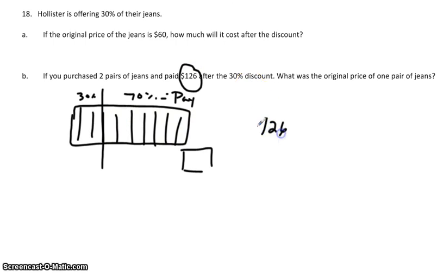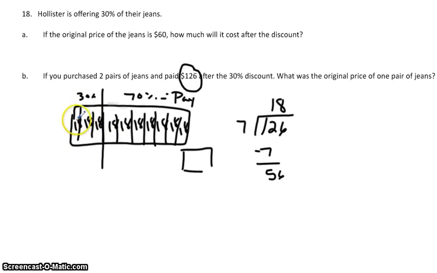So at this point in time, if I don't know what 126 divided by 7 is, I'm going to go 7 into 12 goes once, that's 7. I subtract, I get 5, 56, that's 8. So each piece is worth 18. And so this is worth 18. So here's my 30% discount, which is $54. The whole thing is $180. So the original price for 2 pairs of jeans was $180.